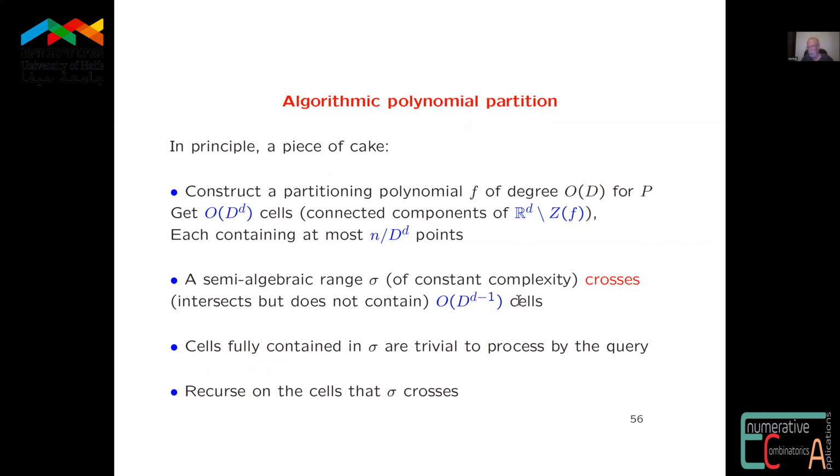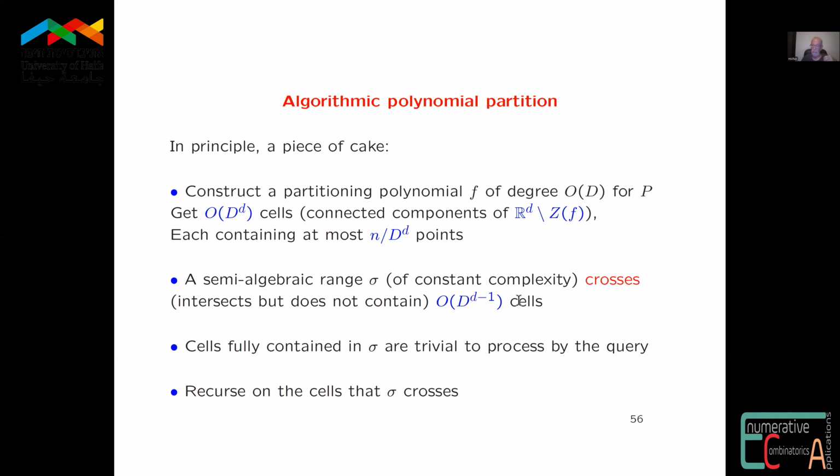And now the idea is, in principle, very straightforward. You construct a partitioning polynomial of degree d, you get d to the d cells, and each of them contains roughly n over d to the d points. Now I give you a range, say a ball. If you think what this ball does to your partitioning, there are three types of cells. There are cells that are fully contained inside the range. There are cells that fully lie outside the range. And there are cells that the range crosses. So its boundary crosses the cells.